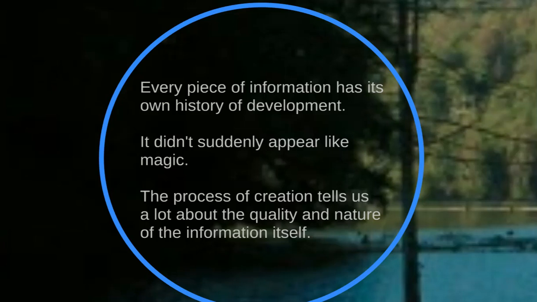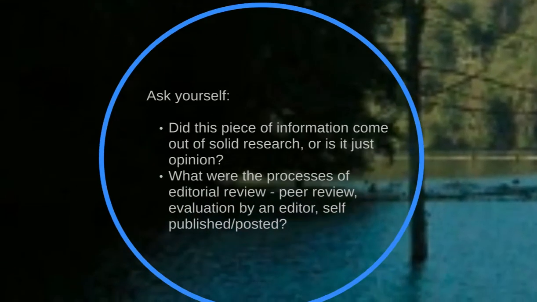Every piece of information has a history of development. It didn't suddenly appear like magic. The process of creation tells us a lot about quality, the quality of the information and the nature of the information. So ask yourself things like this. Did this piece of information come out of solid research, or is it just opinion? What were the processes of editorial review of people who checked this out? Peer review, where a manuscript is checked out by other scholars in the field and evaluated before it is sent back to the editor for further evaluations? Or was it just self-published, posted online with no one checking it out?